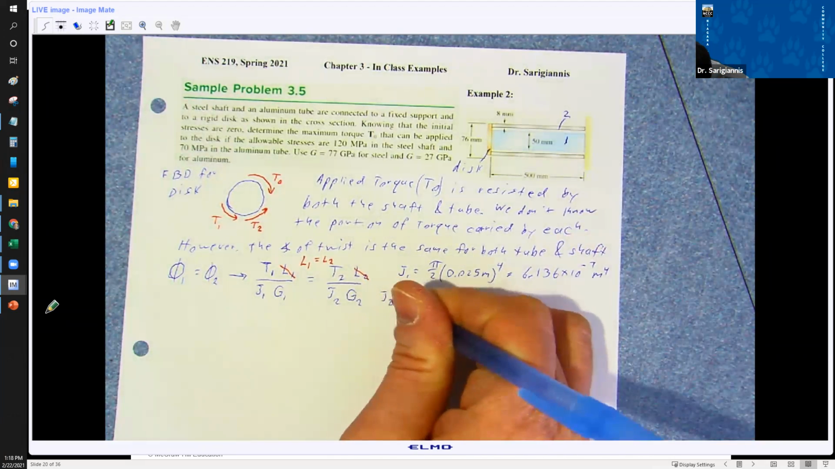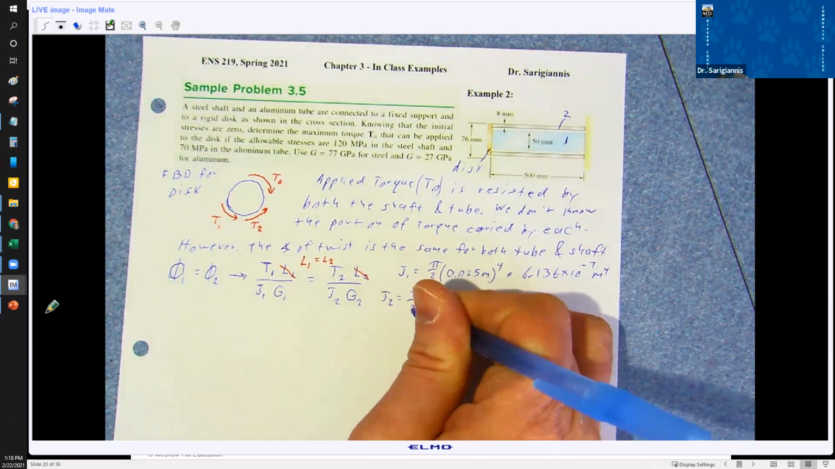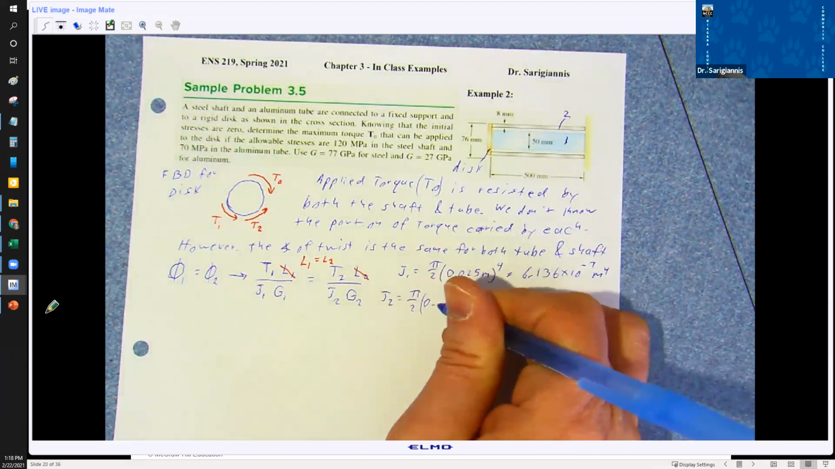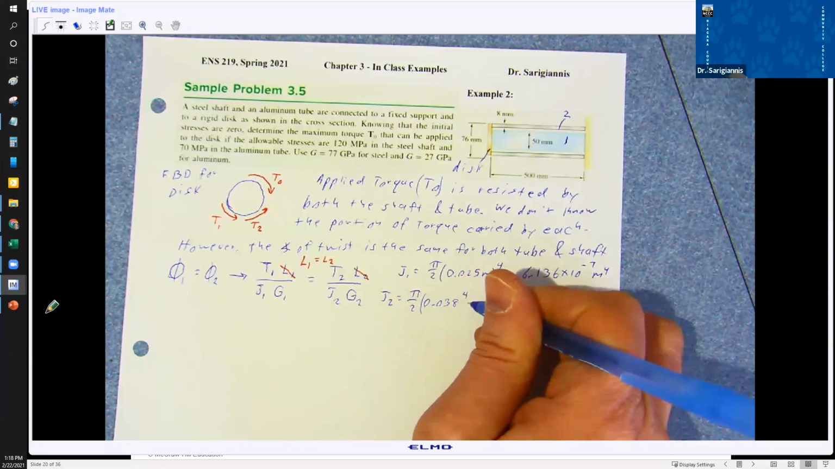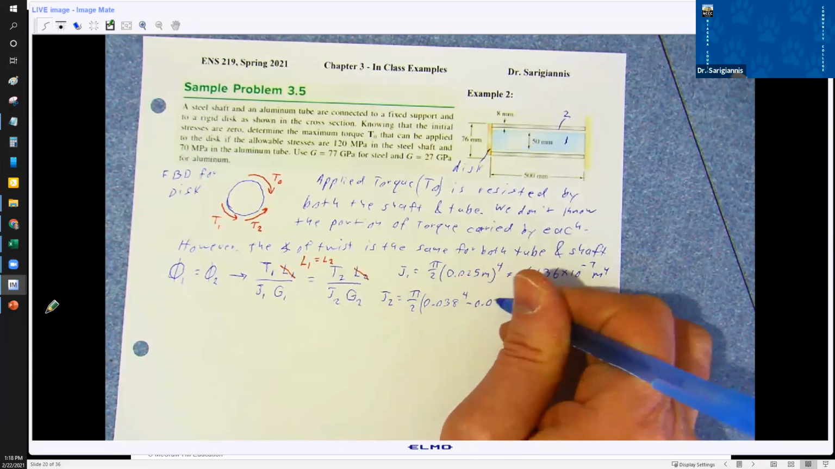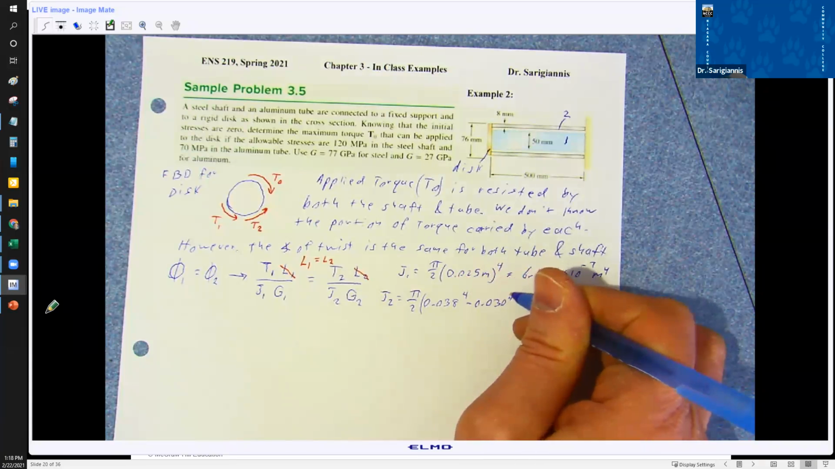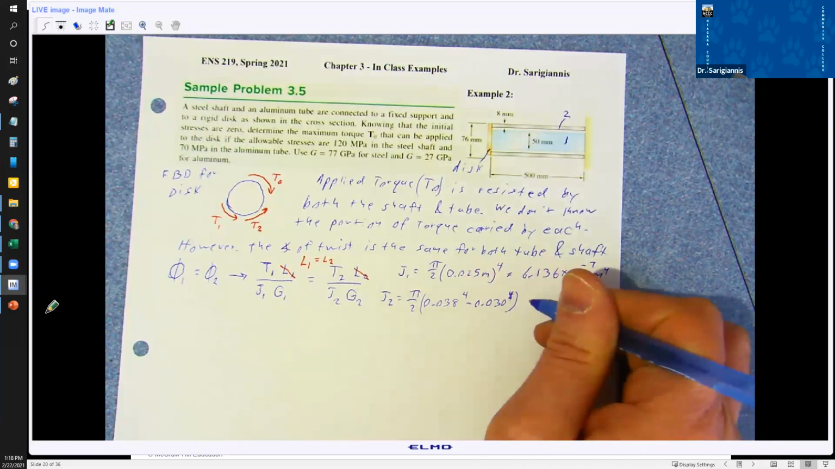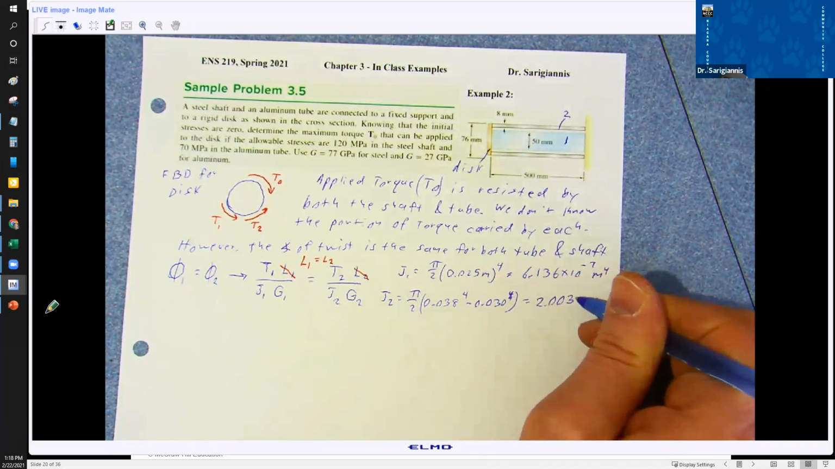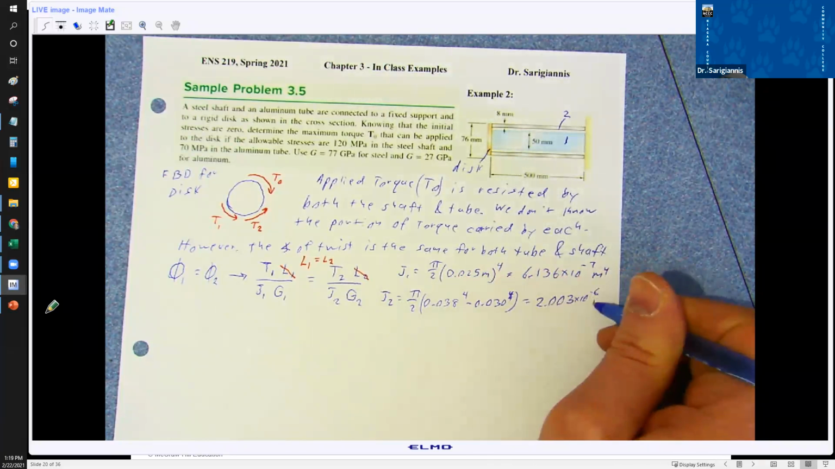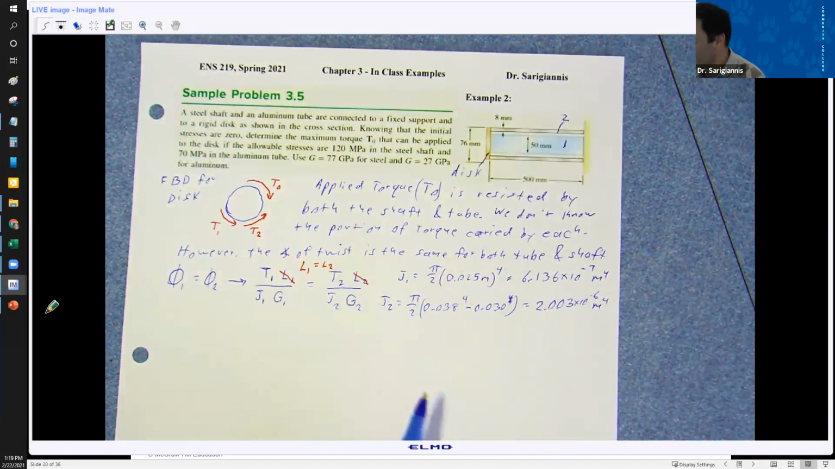And what is J2? J2 is pi over 2 times 0.038 to the fourth minus 0.030 to the fourth. And this gives us 2.003 times 10 to the minus 6 meters to the fourth. So again, I just converted everything to meters for the sake of this problem.